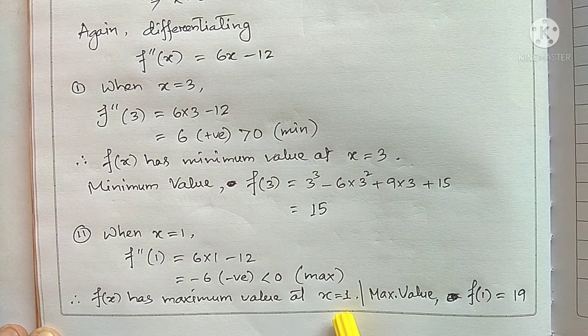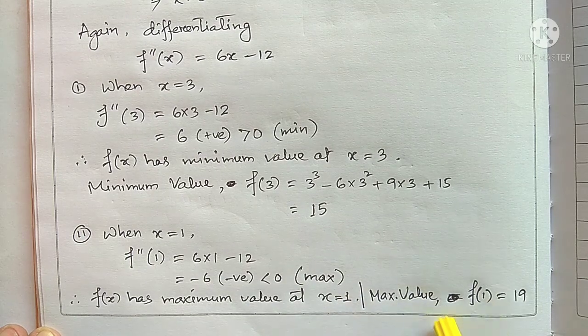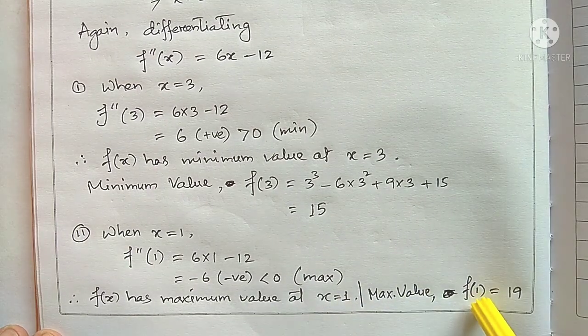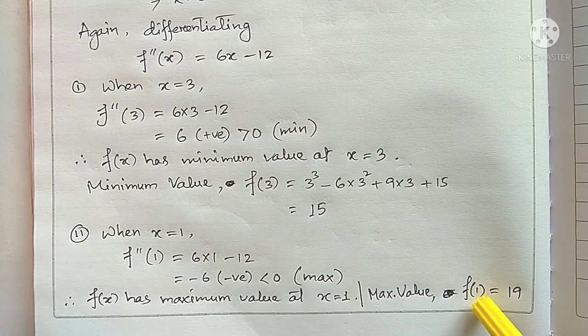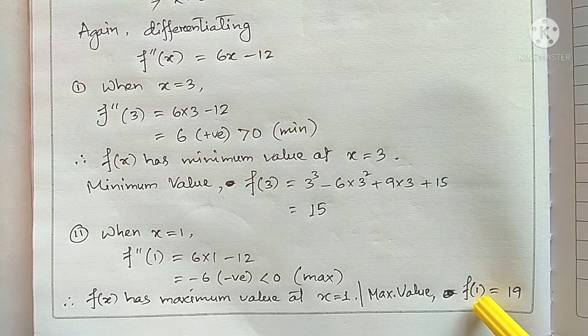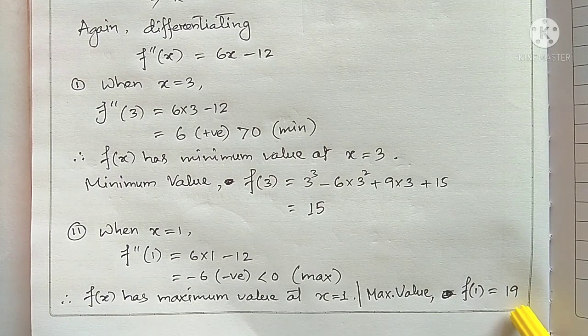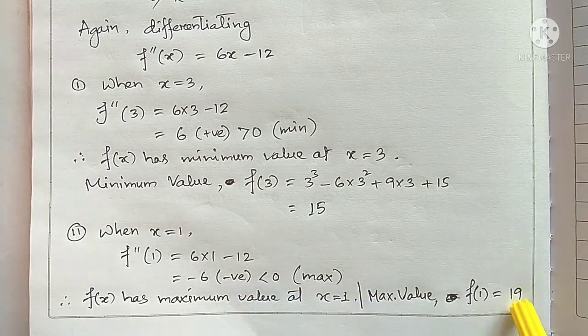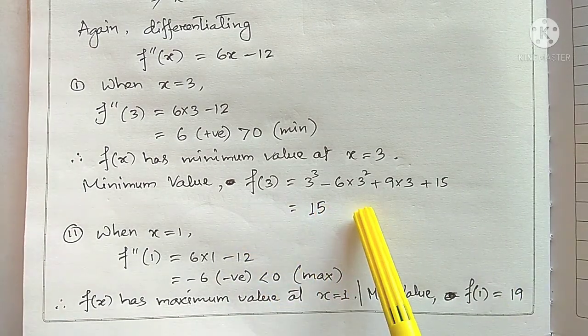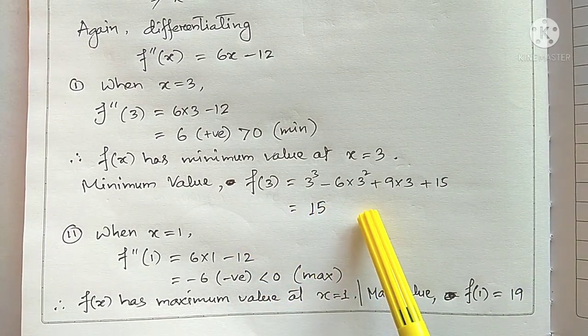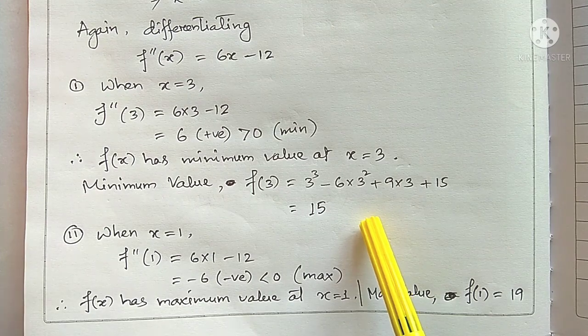And now in this case, when we calculate the maximum value, again we have to put it in the given function, and the given function is x cube minus 6x square plus 9x plus 15. And when we put x equal to 1, then we get the answer is 19. So from here our conclusion is what? The maximum value is 19 and the minimum value is 15. Is it clear? I hope all of you understood this one.